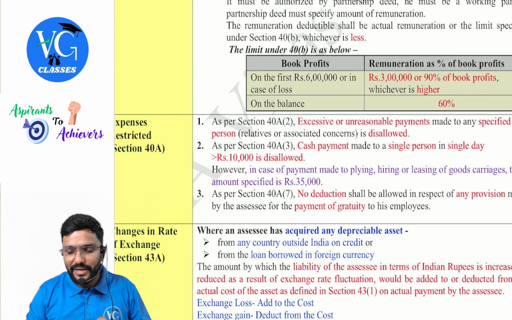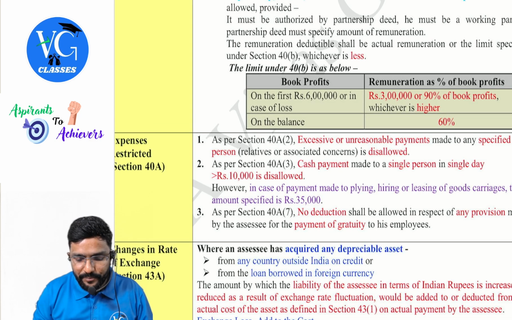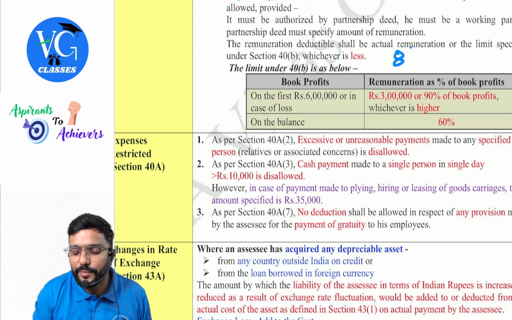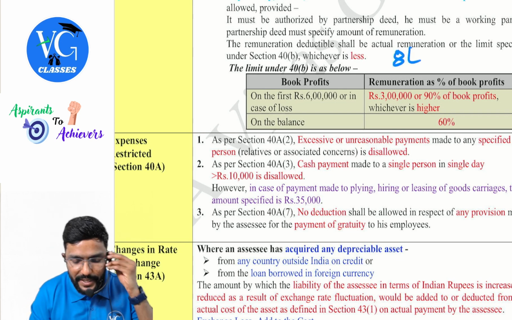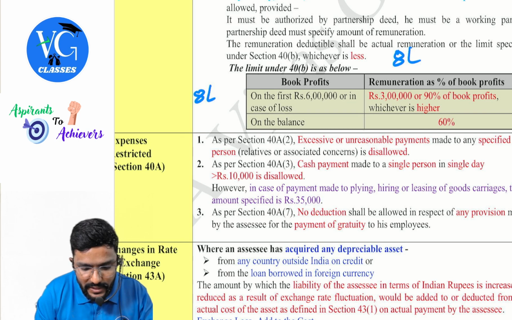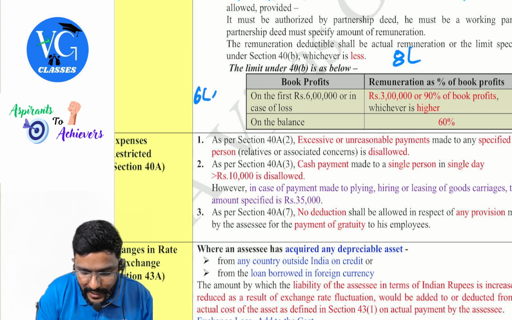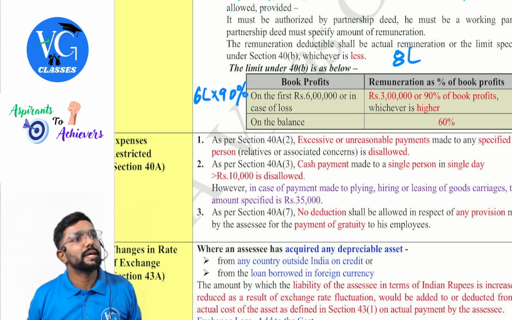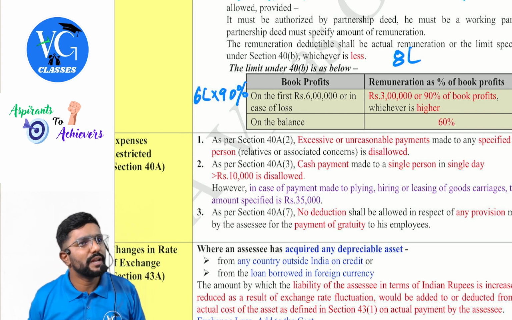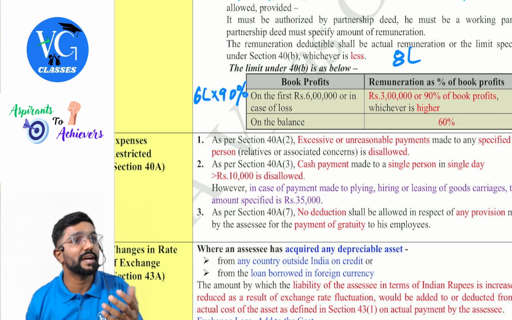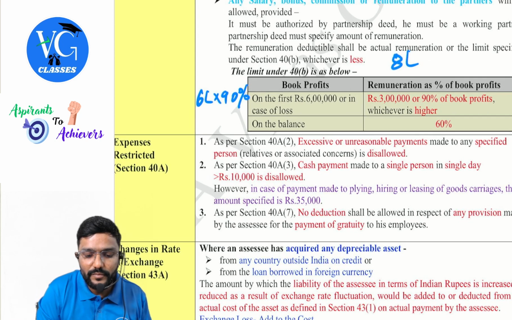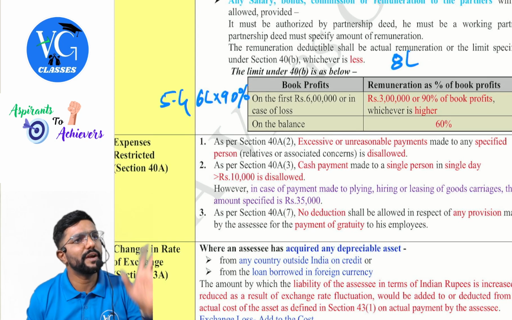Okay, let me just take an example, guys. Assume the book profit is 8 lakh. How do we calculate it? On the first 6 lakh, 90% comes to 5 lakh 40,000, not 9 lakh. I heard from someone 9 lakh. 5 lakh 40,000 or 3 lakh, whichever is higher, 5.4.